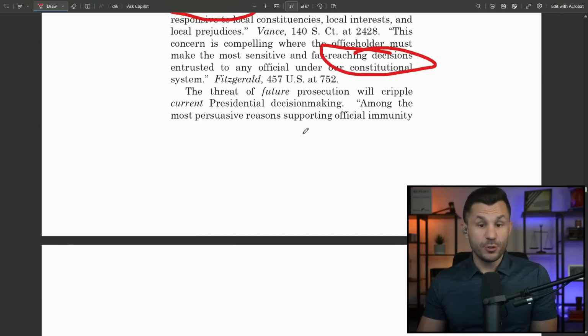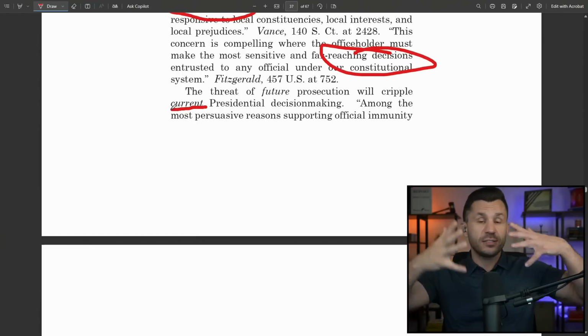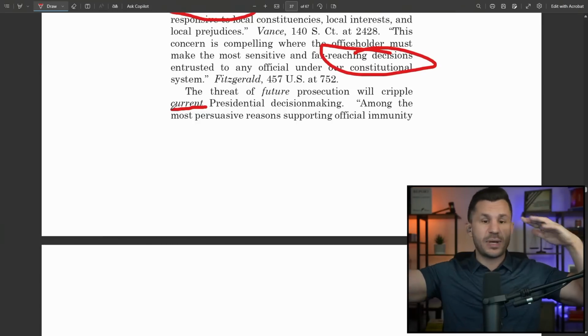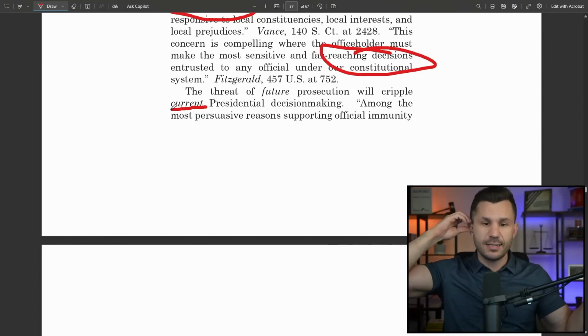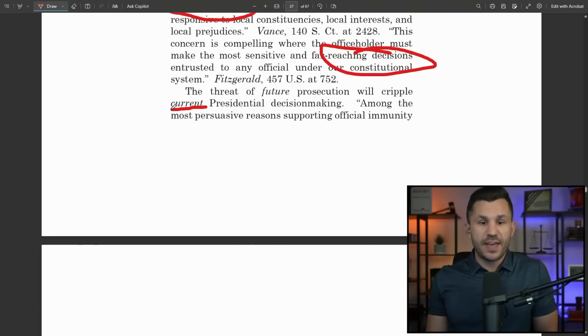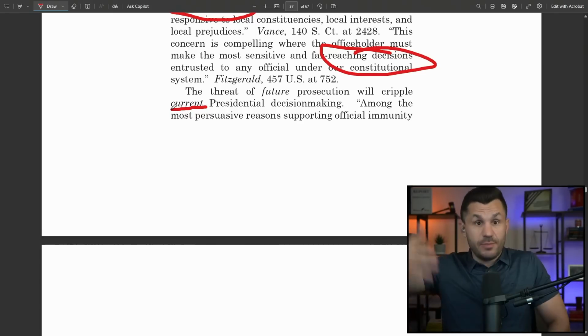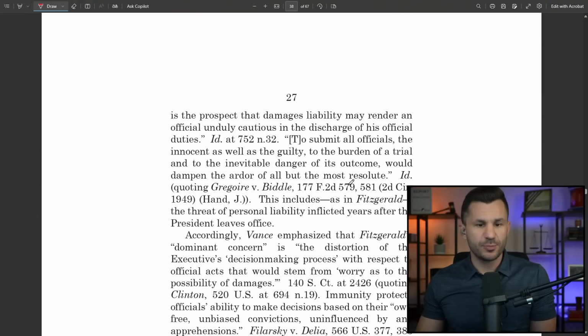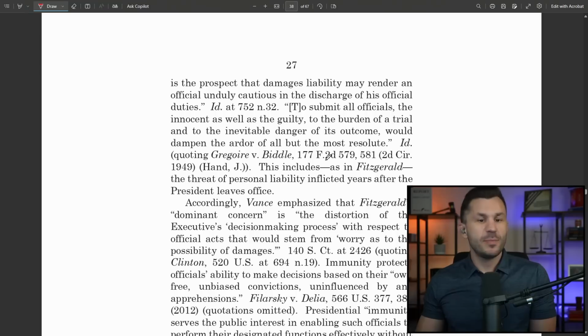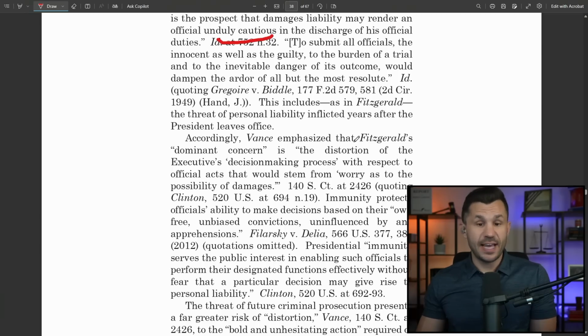They say the threat of future prosecution will also cripple the current presidential decision-making. So you might be in office, you might want to make a tough decision. You've got the Jack Bauer 24 countdown, beep, beep, beep. You don't know what you have to do. You make a decision, but you say, I'm just not going to make a decision because Fani Willis might indict me when I get done. And she might. Among the most persuasive reasons supporting official immunity is the prospect that damages liability may render the official unduly cautious because they're afraid of what Fani Willis is going to do.